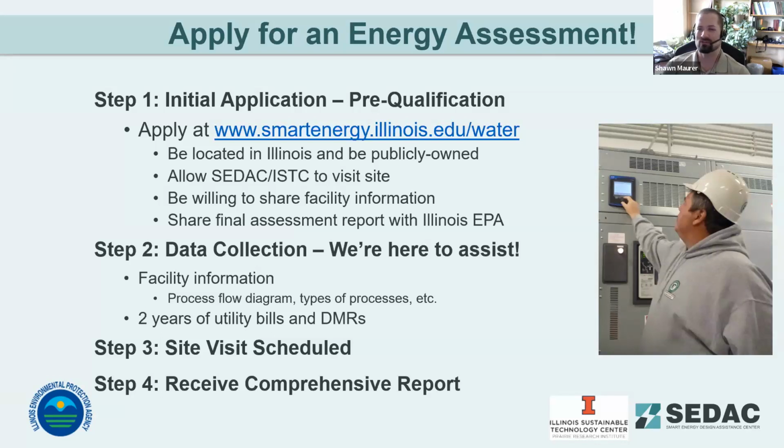Once you apply for the program, we go through a data collection phase. We'll jump on the phone with you, gather some initial data about your facility so that we know what we're walking into during an assessment. And we'll gather 2 years of utility bills and your discharge monitoring reports so that we can do some initial benchmarking for your facility. We'll bring that out to our site visit once it's scheduled, go over that information with you so you know where you stand relative to the other facilities that we've assessed in the state. And then we'll walk through your facility, take pictures of your equipment, talk to you and your operators about how the process is working. Are there any changes you want to see in your facility? And we'll use that to help develop that comprehensive report for you.